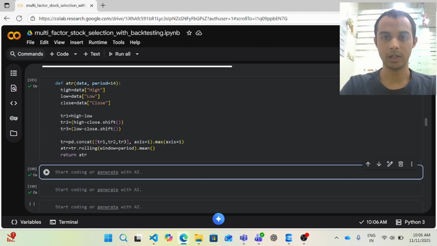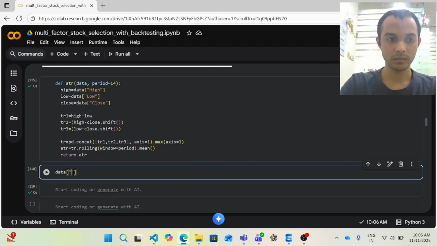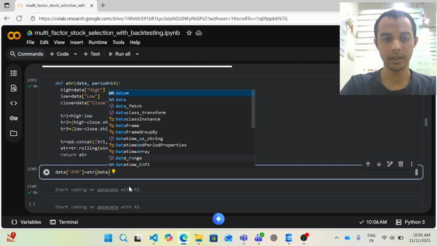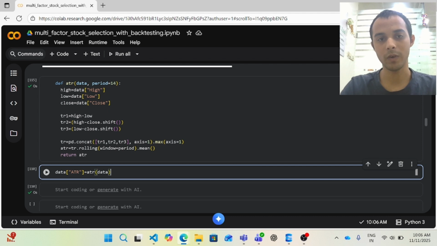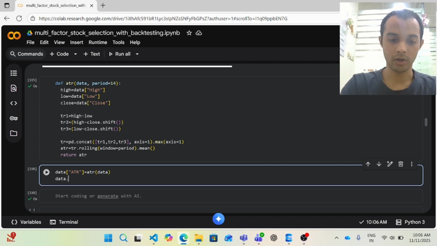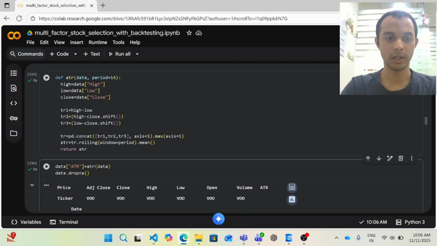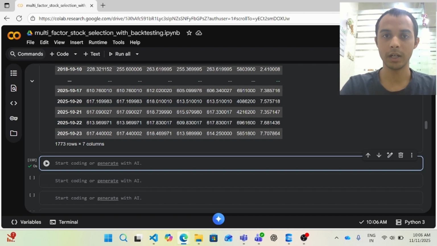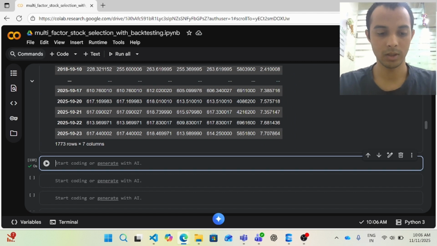Now let us put this data in our actual data set that we got from Y Finance. So data ATR, and here we will call our function ATR and put data in it. This data is the data that we got from Y Finance, and we have saved it with the name data only. Then data dot dropna. Now we will run it. Yeah, this is our ATR.